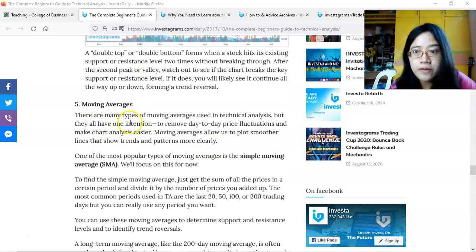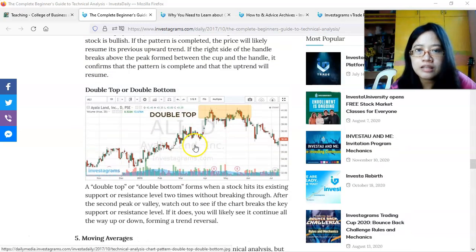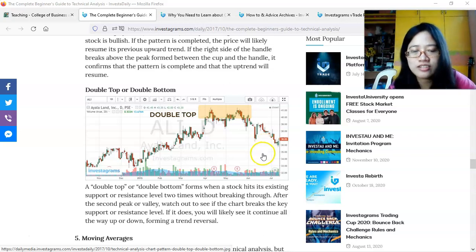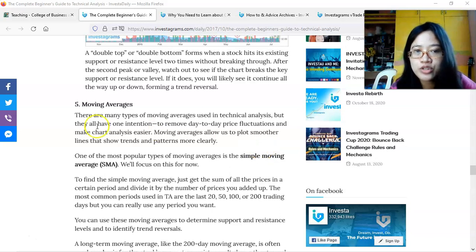Moving averages. So there are many types of moving averages used in technical analysis, but they all have one intention: to remove day-to-day price fluctuations and make chart analysis easier. Okay, so yung moving averages, ina-allow naman tayo to plot smoother lines that show trends and patterns more clearly. Pag tingnan mo kasi yung chart, yung candlestick, medyo, di ba? Unlike yung clear line or straight lines, di ba? So, yung moving average, normally, yung average price ang ginagamit, tapos straight line ang gamit.